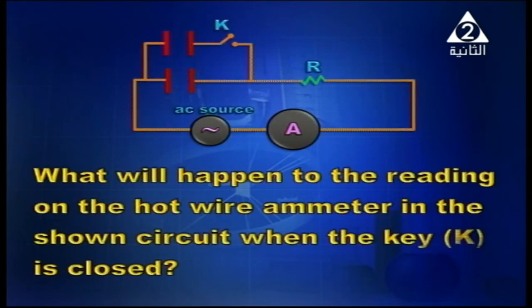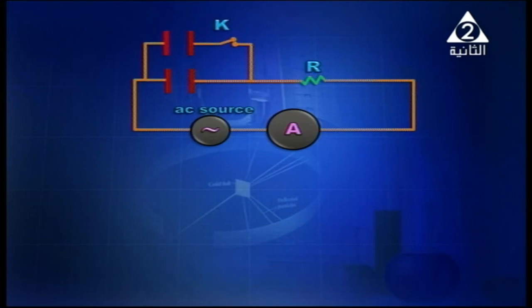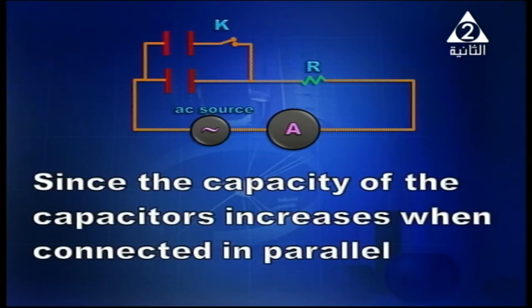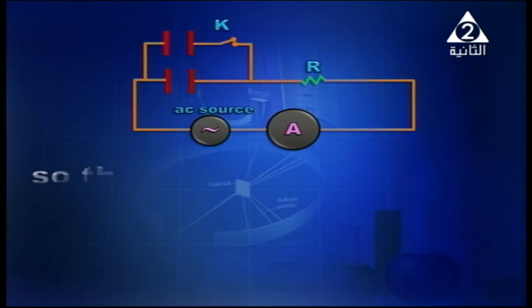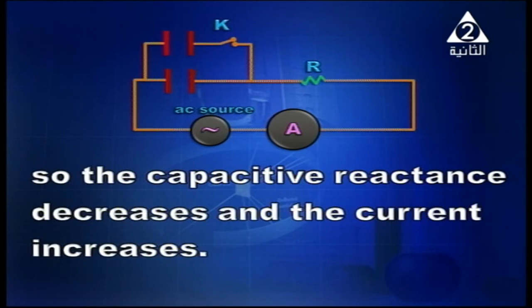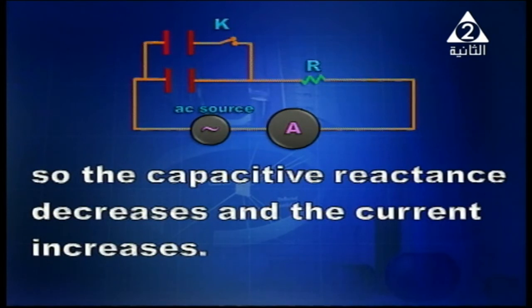What will happen to the reading on the hot wire ammeter in the shown circuit when the key is closed? Okay, key is closed means another capacitor connected in parallel is connected to the circuit. So it's all easy. When connecting capacitors in parallel, capacity increases, and what happens to the capacitive reactance? Capacitive reactance decreases, XC equals 1 over 2 pi FC. So the current increases.